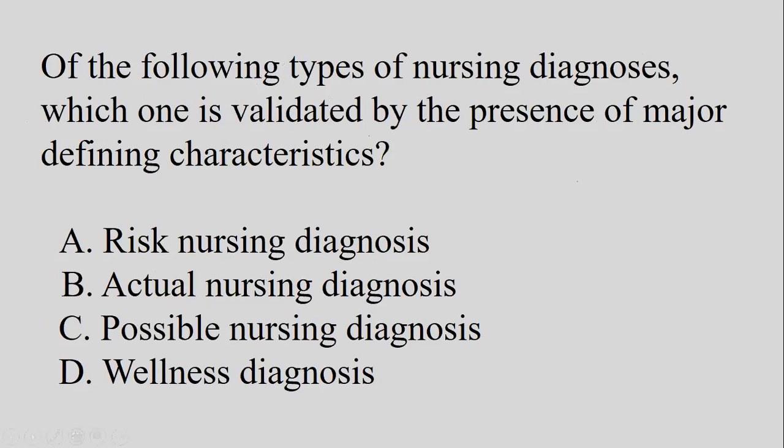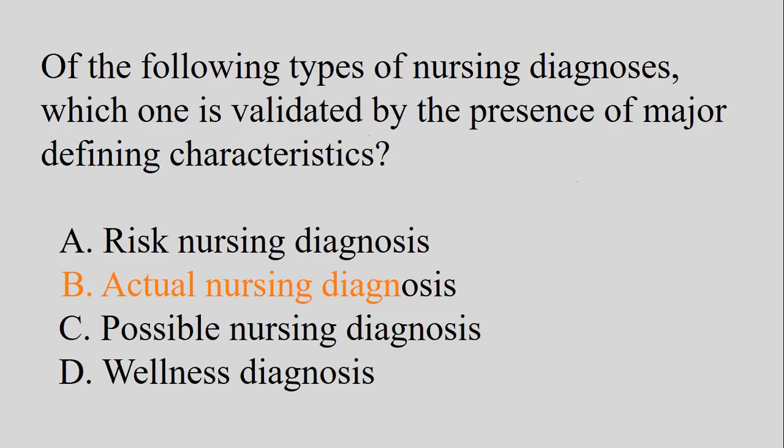Lucrece. Of the following types of nursing diagnoses, which one is validated by the presence of major defining characteristics? Nursing diagnosis, actual nursing diagnosis, possible nursing diagnosis, wellness. Major characteristics. Is it B, actual?